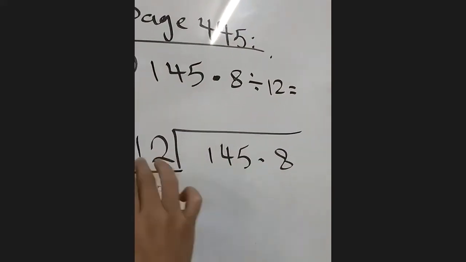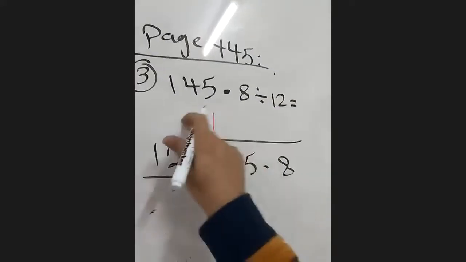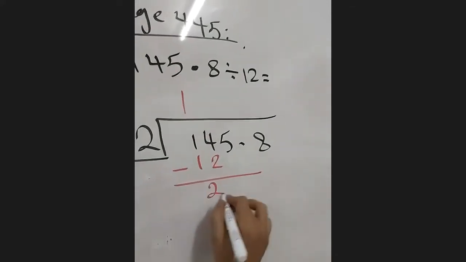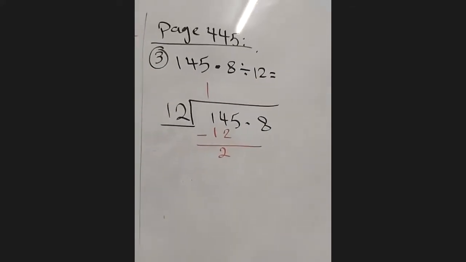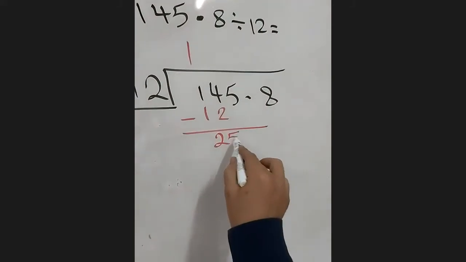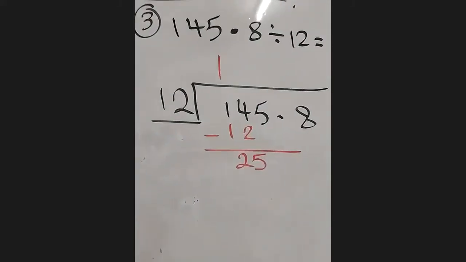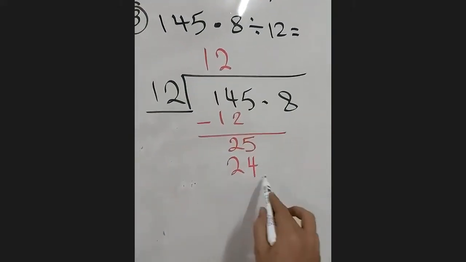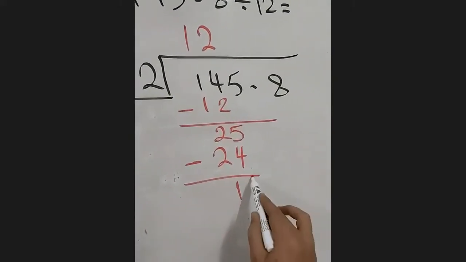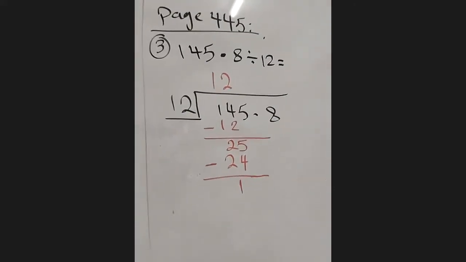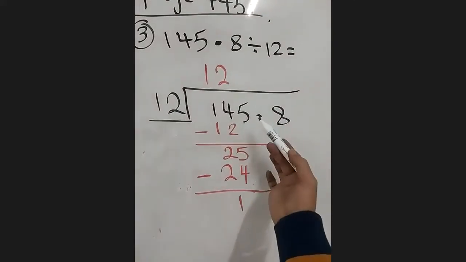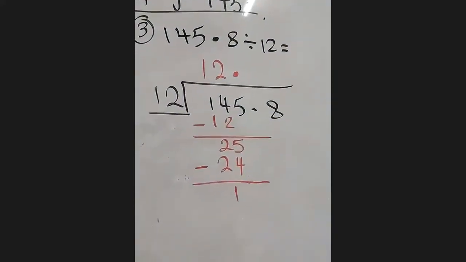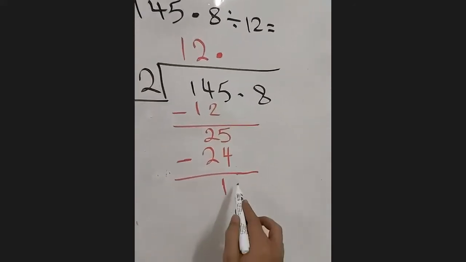So here 14 divided by 12 is 1. 1 times 12 is 12. Subtract, 2. Then we put the 5 down. We have 25. We put 2. 2 multiply 12, 24. Subtract, 1. Then we put the decimal up. Mumtaz. Then we put the 8 down. 18.